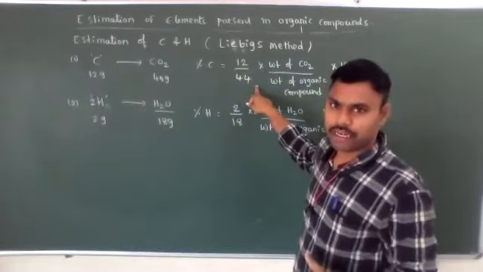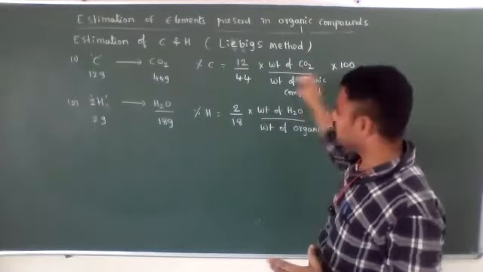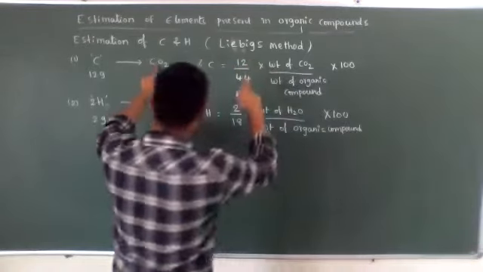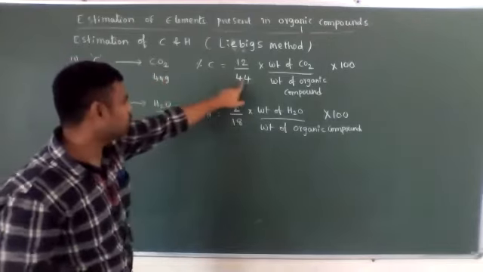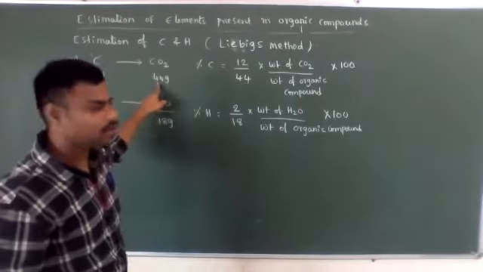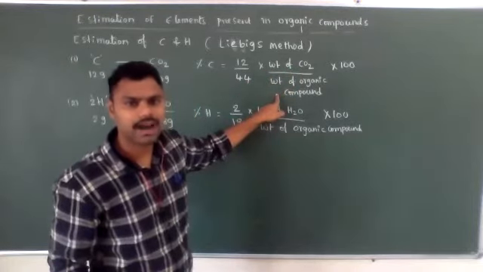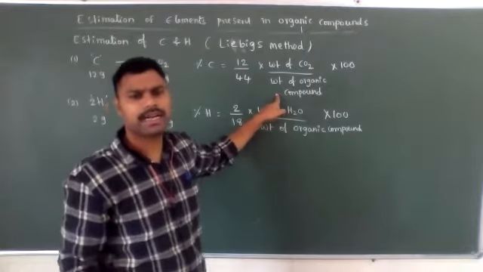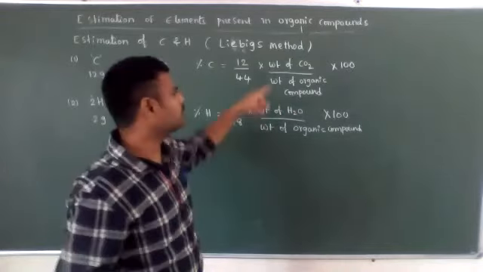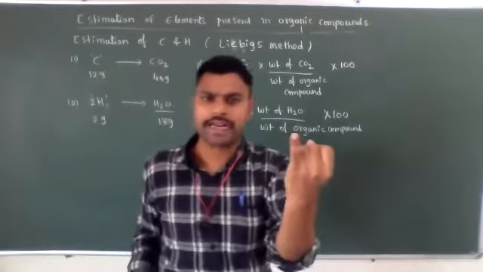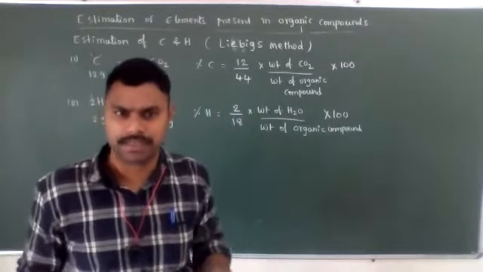Means 12 by 44 into weight of CO2 formed by weight of organic compound into 100. What is this 12? This 12 means the atomic weight of carbon in CO2. 44 means the gram molecular weight of CO2, into weight of CO2 formed by weight of organic compound. Organic compound means carbon and hydrogen containing compounds. For example, in a given compound, some elements may be present, like carbon atoms, hydrogen atoms, oxygen atoms, halogen atoms, different atoms.